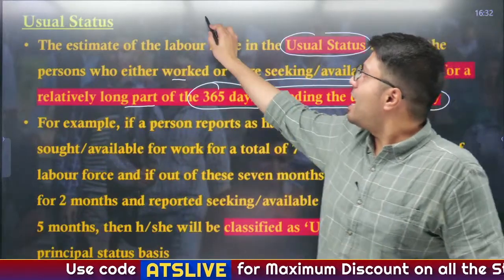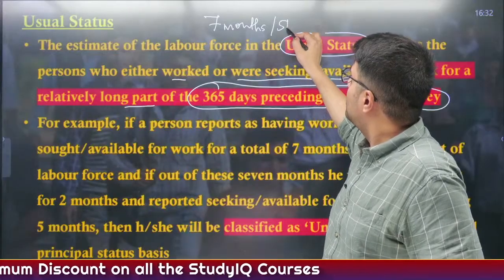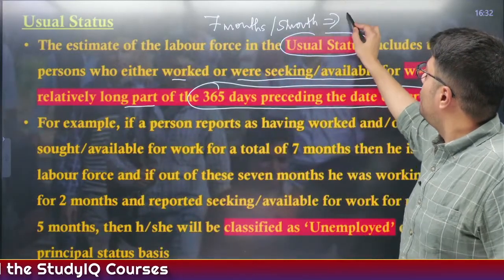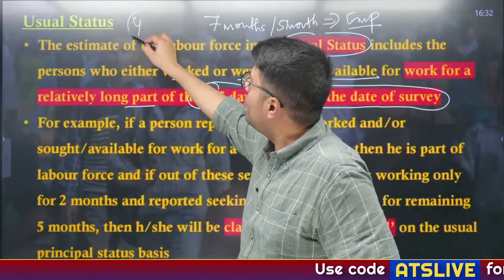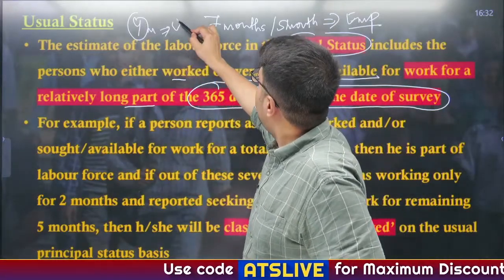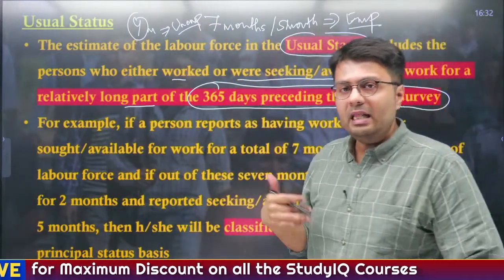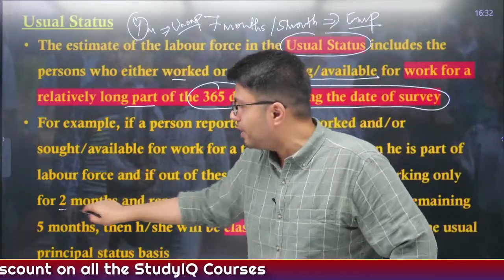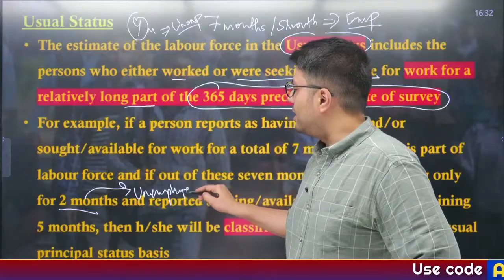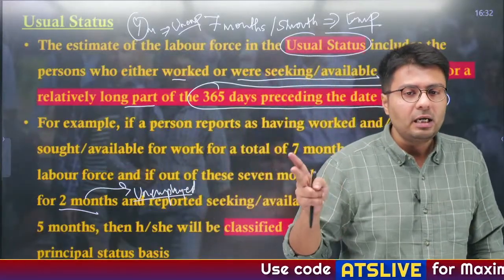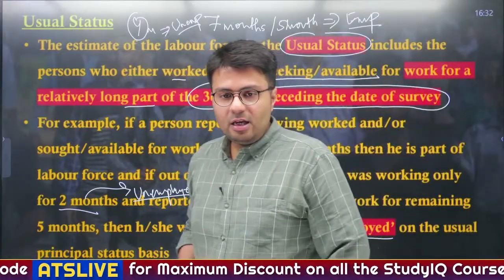Suppose you say I was working for 7 months and I was unemployed for 5 months, then you will be called what? You will be called employed. But suppose you are seeking work for the entire year but you were only working for 4 months, then you will be called unemployed. But suppose you are seeking work for just 5 months and in those 5 months you only got employment for 2 months, then also you will be called unemployed as per the usual status. Understood? So these are the two figures that are published by the government: current weekly status and the usual status.